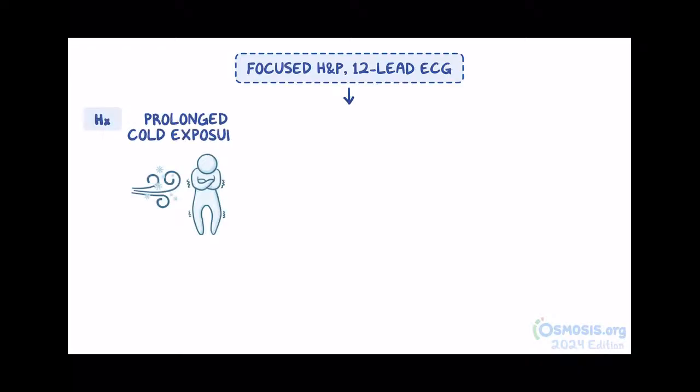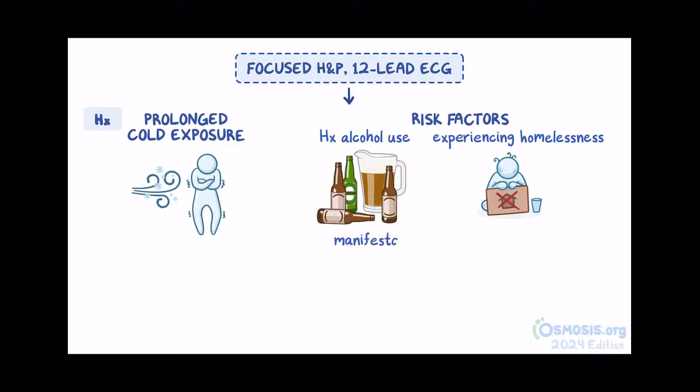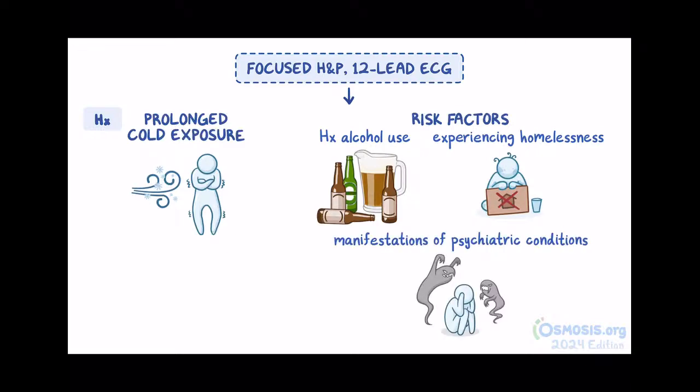Next, obtain a focused history and physical examination, as well as a 12-lead ECG. Your patient will have a history of prolonged cold exposure. History could also reveal risk factors like a history of alcohol use, older age, or that your patient is experiencing homelessness. They may also have severe manifestations of psychiatric conditions like mania or psychosis.